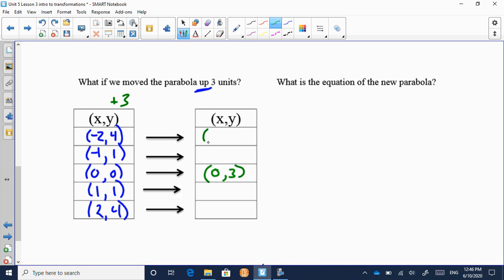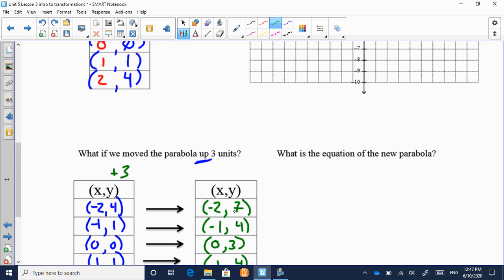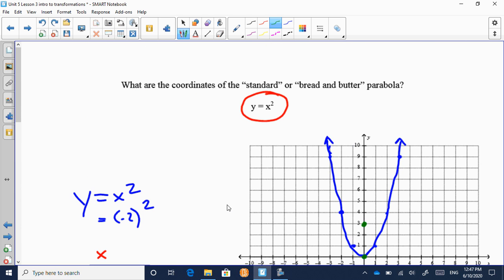So we can do this. We can go, well, it's -2, 7. It's going to be -1, the x's don't change, 4. It'll be 1, 4, 2, 7. So all we did was move it up. Okay, so here we go. I'm just going to move the other points. So I'll now have a point there and a point there. I'll now have a point here and here. Okay, and I can't put the last one on there, but you can see what's going to happen is I've just grabbed the parabola and just pulled it up.